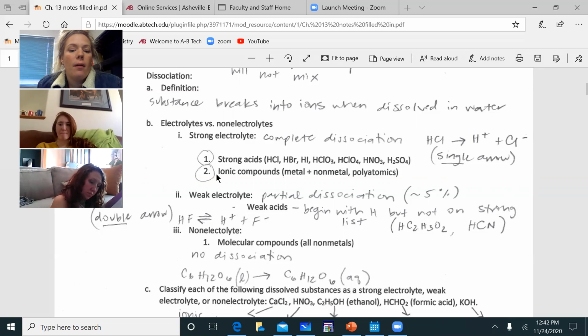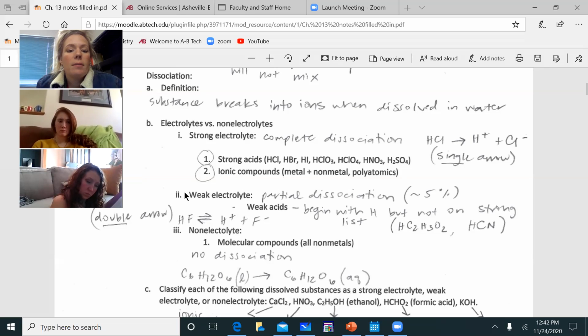Another type of strong electrolyte is going to be your ionic compounds, so metals combined with either nonmetals or polyatomic ions. These two groups are going to give us an arrow moving in one direction. We know that if we drop these things in water, we're going to expect to have lots and lots of ions.